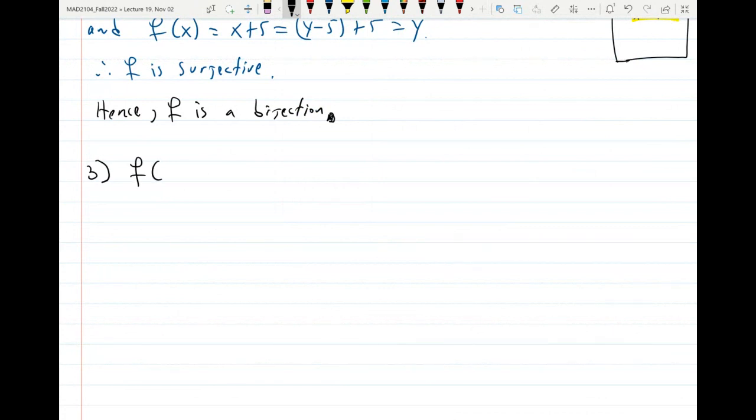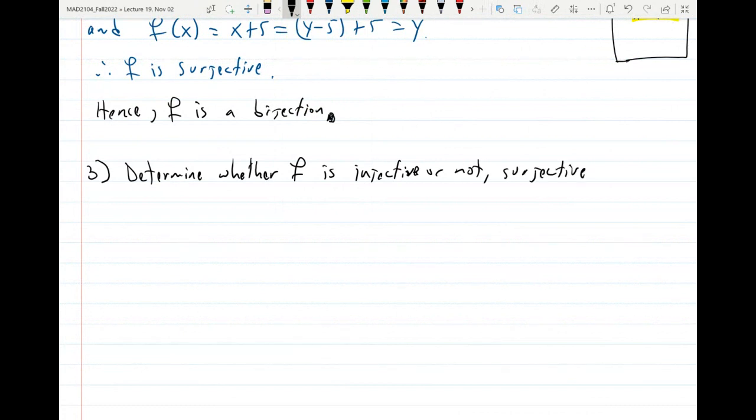F of x. So again, injective and surjective. Okay? So determine whether f is injective or not, surjective or not. And therefore, then you can deduce whether it is a bijection or not. Okay, if one of these fails, then it's not a bijection. Okay, and then let's use f of x.